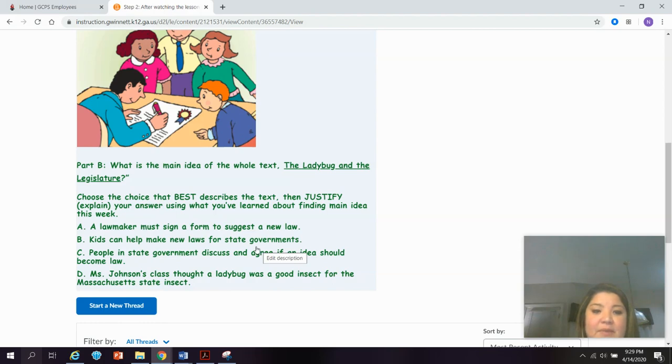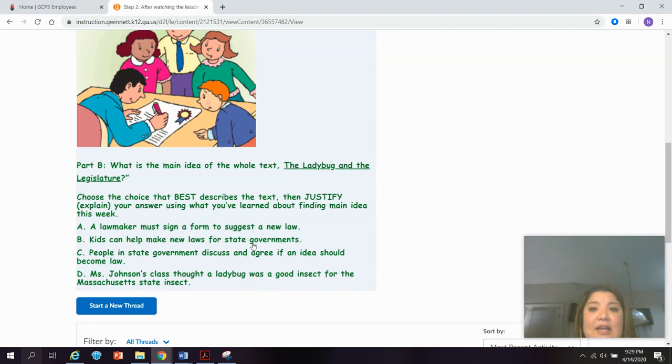You know what I might do is I'm also going to include a copy of The Ladybug and the Legislature in case you want to actually go back to the text. But you can always go back to the lesson. Why did you choose that? And remember, you can always justify by saying why the other answers were not correct.